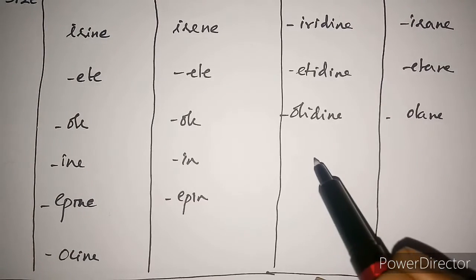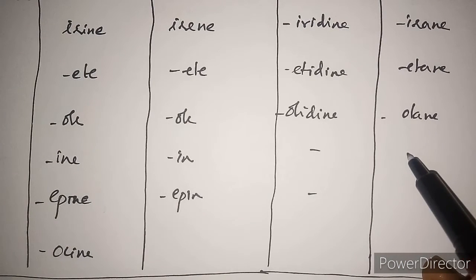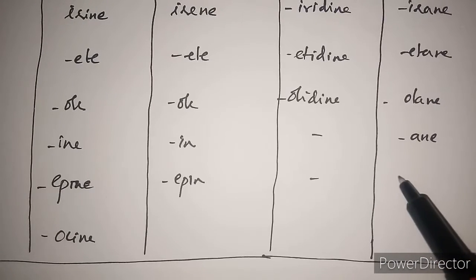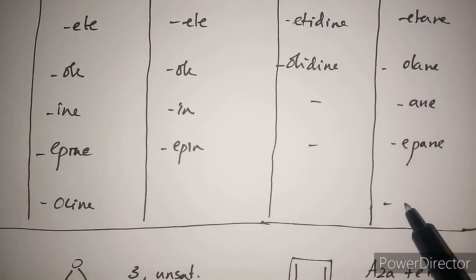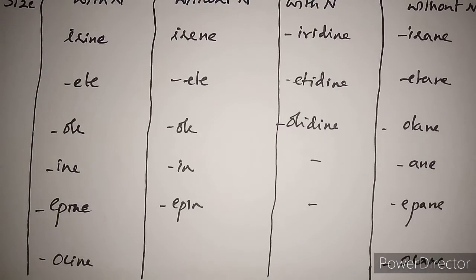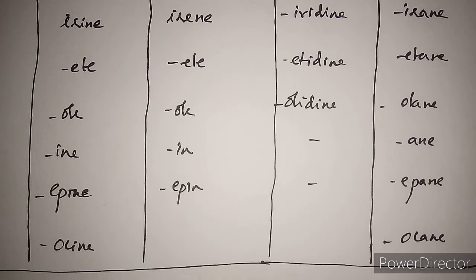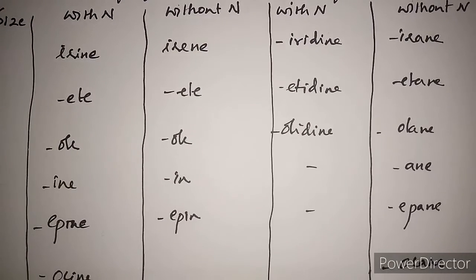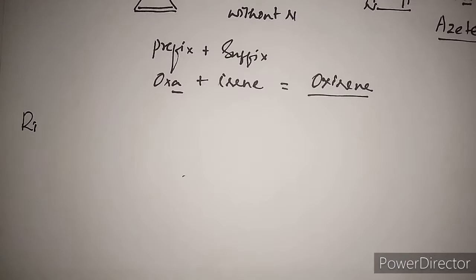Similarly, for 6- and 7-membered rings we don't have separate suffixes with nitrogen. Without nitrogen we have ane for 6-membered, and for 7-membered it's epane, and then 8-membered systems. So iridine, etidine, olidine are for the saturated system with nitrogen, and here just irane, etane, olane, ane, epane.